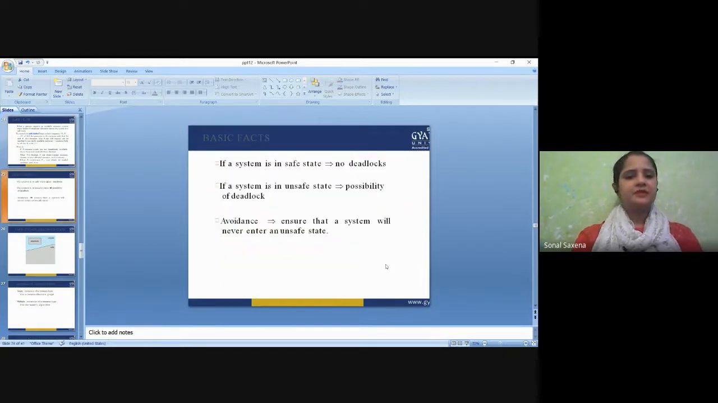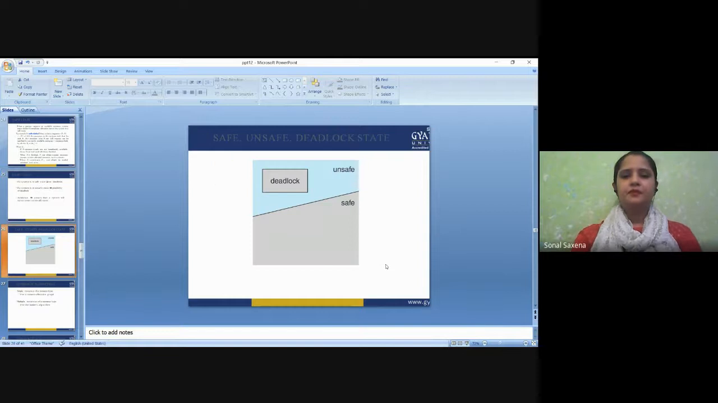So if a system is in a safe state, that means there is no deadlock. If the system is in an unsafe state, then there is a possibility of deadlock. So how can we avoid it? Ensure that the system will never enter an unsafe condition. We don't want to let our process go inside the unsafe condition. So here you can see, if you are inside an unsafe state, there is a possibility of deadlock. But if you are in a safe state, there is no possibility of deadlock at all.